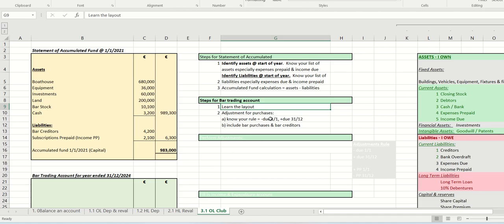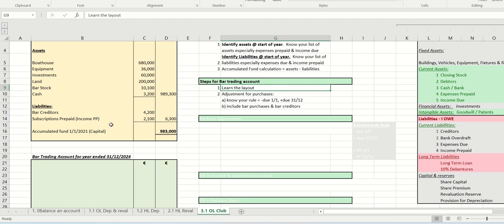Number 1, learn the layout. You guys all know this layout. We did it for junior cert. Sales, less cost of sales, opening stock plus purchases minus closing stock, giving us our bar profit. We have to do a little adjustment on the purchases, which we'll do as we get to it. And it's as simple as that. So we'll actually just start on this, and I'll do our little adjustment in purchases when we get to it.